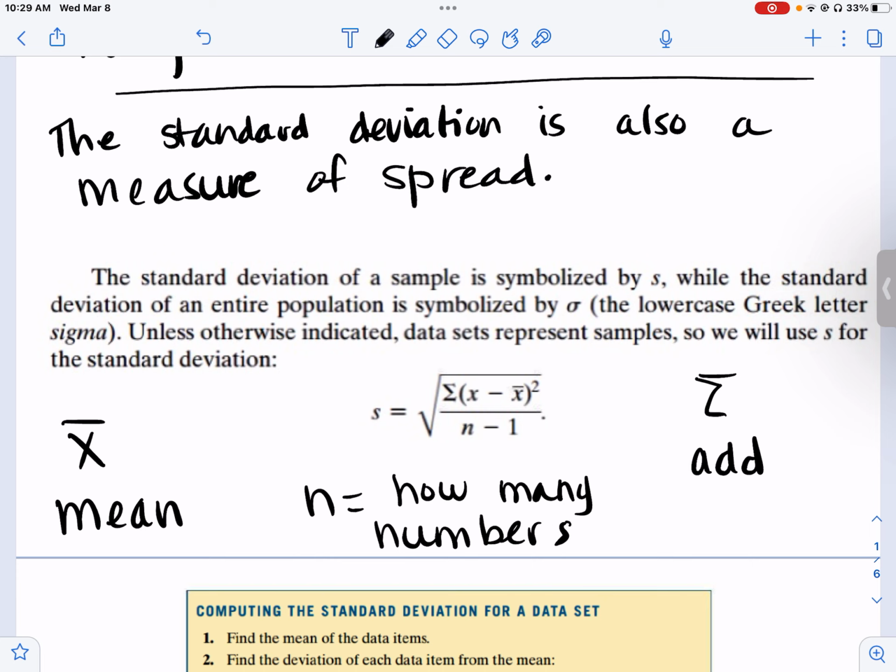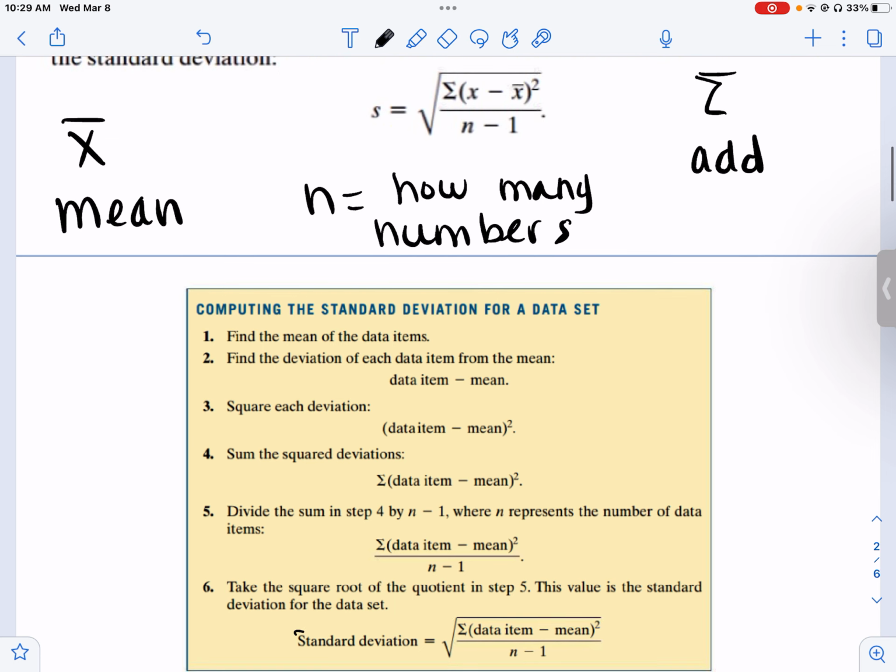Okay, since we do what's in parentheses first, we first need to find the mean of the numbers. That's your add and divide. Then you do what's inside, so we're on step 2: each number minus the mean. The order of operations tells you to do exponents next, so you take each of those subtractions and you square it.